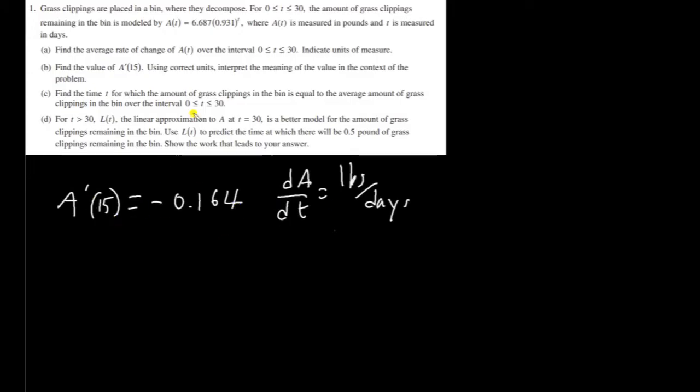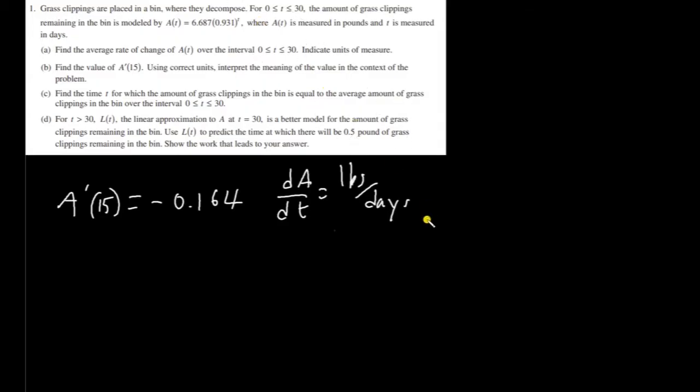And then if you think about what this means: A(t) tells us the amount of grass clippings, so A'(t) tells us how quickly A(t) is changing. It's telling us how quickly the amount of grass clippings in the bin is changing. So with this information, we can say that the amount of grass clippings in the bin is decreasing at 0.164 pounds per day at t equals 15 days. This was a 2-point question. 1 point for the answer, 1 point for the explanation of the meaning.